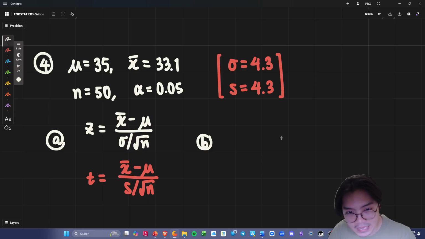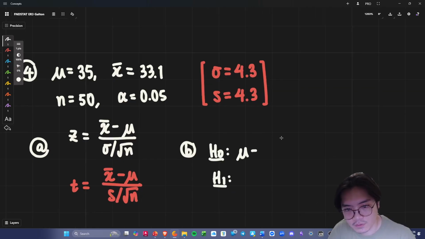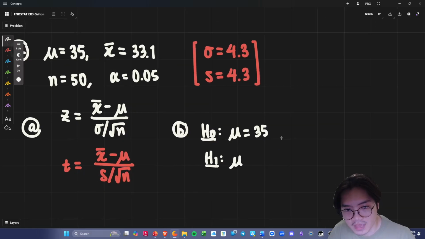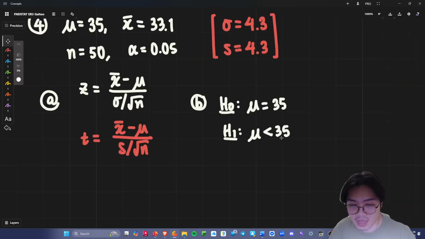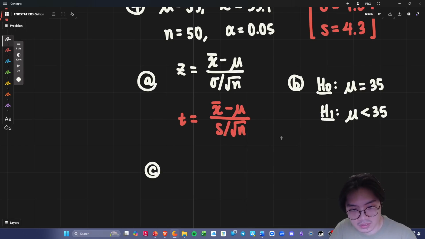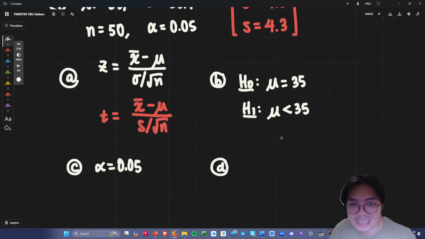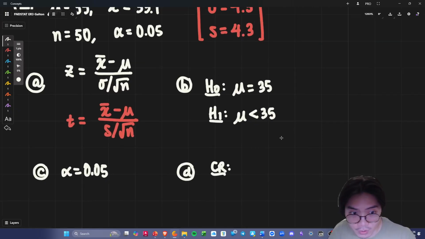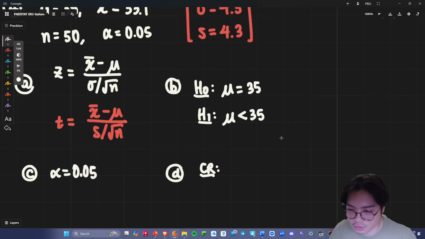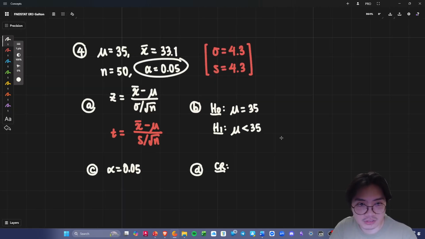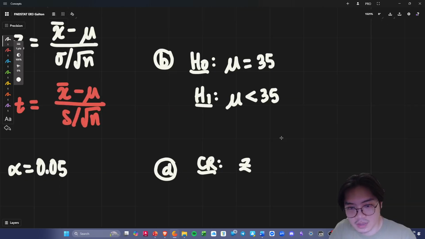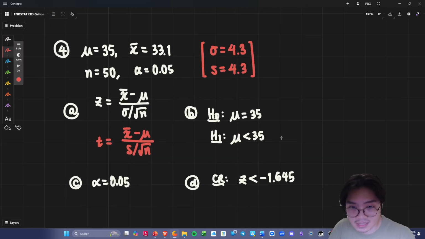For letter B, we will have our hypothesis. For your H0, we will have a mu of 35, and for H1, it is less than 35. A one-tailed test. Your level of significance is still 0.05, and then for letter D, this is where we're going to diverge again. Your critical region should be 0.05, which means this is now going to be less than negative 1.645. Notice that because it is less than, we're now getting the negative side.